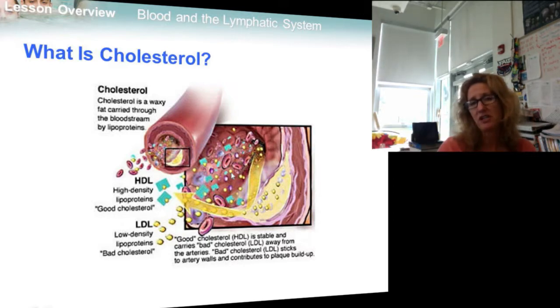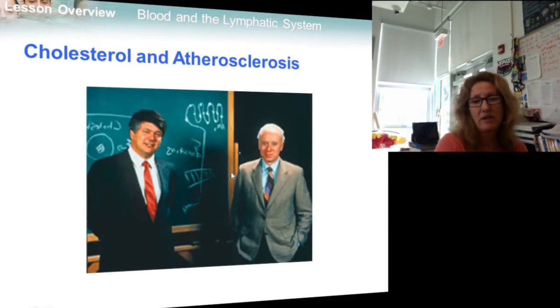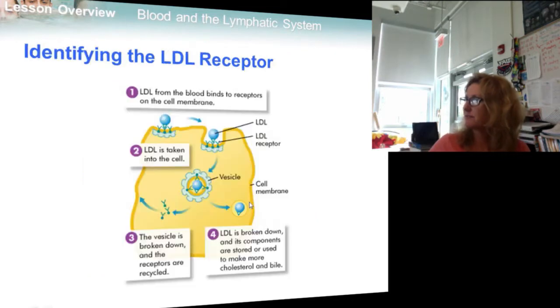So remember this with HDL and LDL, as we discussed in class: HDL is healthy, LDL is lousy. Research indicates that high cholesterol levels, along with other risk factors, lead to atherosclerosis and a higher risk of heart attack. These researchers, Michael Brown and Joseph Goldstein, won the Nobel Prize, as you can see here, in 1985 for their research on what controls the level of cholesterol in the blood. Smart guys. They helped save a lot of lives.